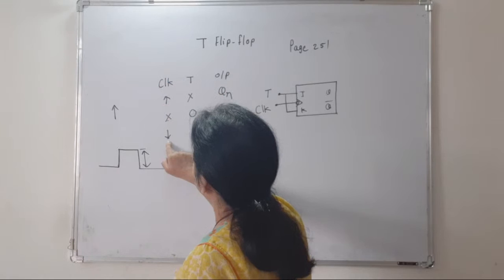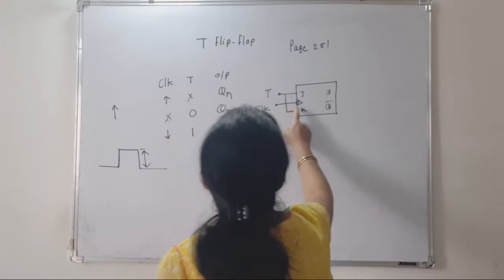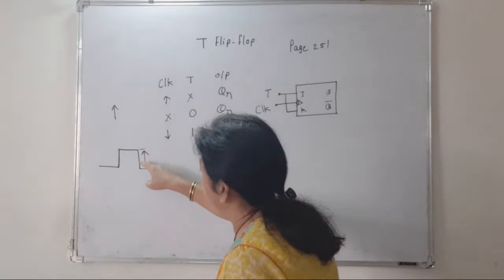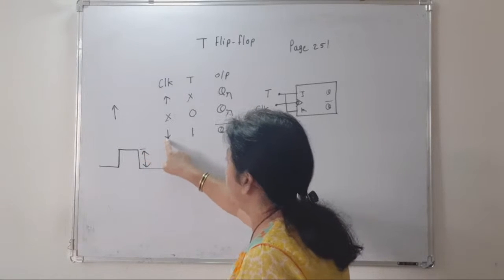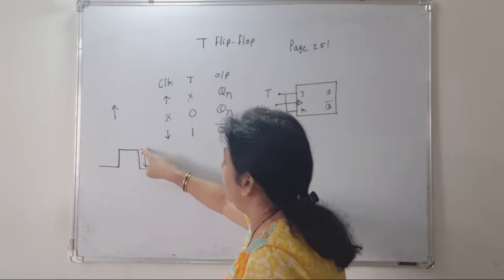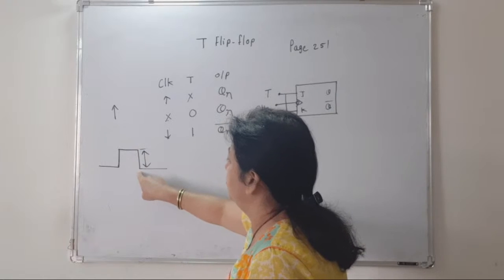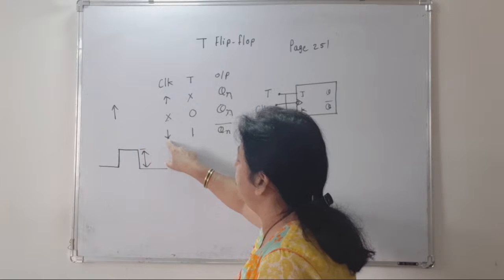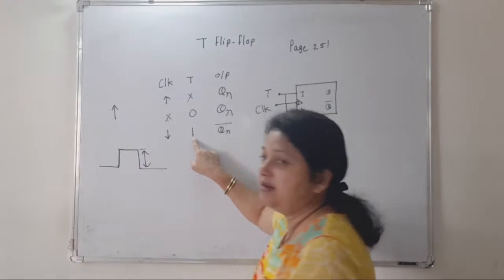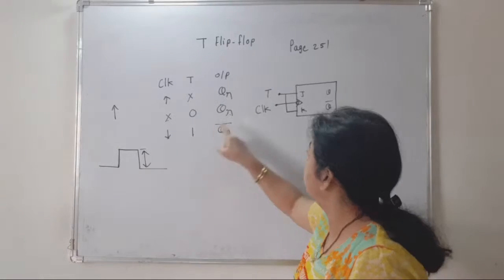Remember this one. There is a necessity of negative clock because the bubble is there. Means that the flip-flop responds during the negative clock. This arrow shows the flip-flop responds during the negative clock, means while 1 to 0. During this time period, the flip-flop changes its state, and at that time T must be 1.